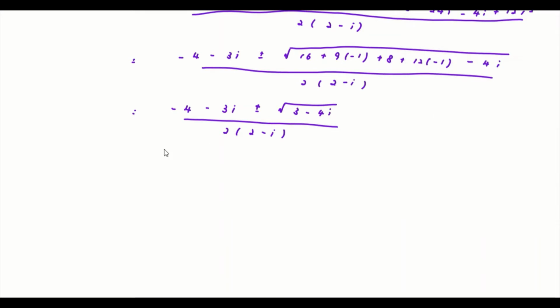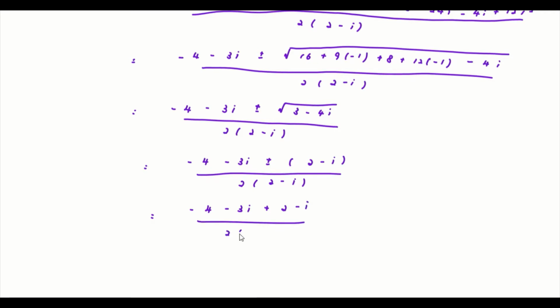Okay, so now let's continue. So we choose to take the one that is 2 minus i, so we do not need to deal with the negative. So 2 minus i. Okay, so over 2 minus i. So now we can try to split it. So which means the first one I have minus 4 minus 3i plus 2 minus i, over 2 minus i. Then the other one is minus, so negative 4 minus 3i minus 2 plus i.